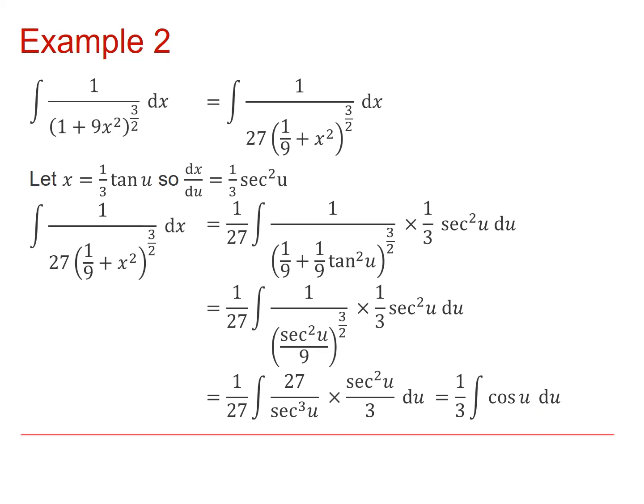There's that worked through for you. Be very, very careful with these fractions and the power 3 over 2. Always think about it in 2 stages, square root and then cube. And you can see everything works through to get me down to 1/3 cos u.